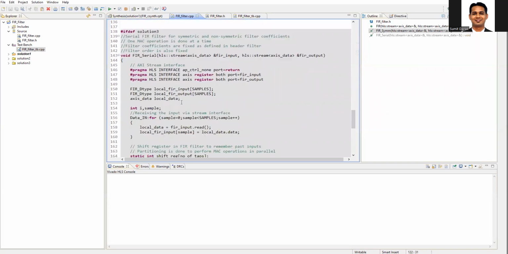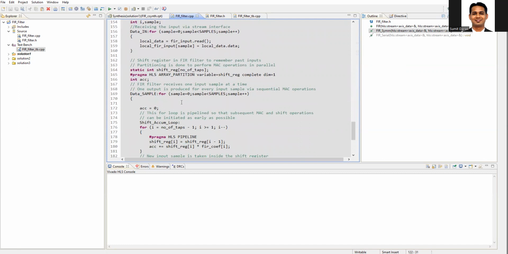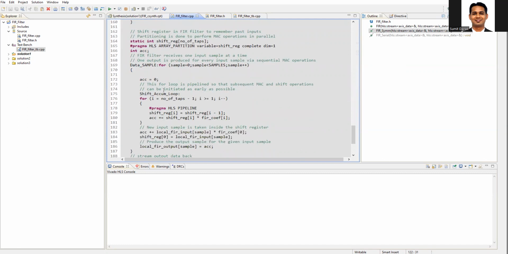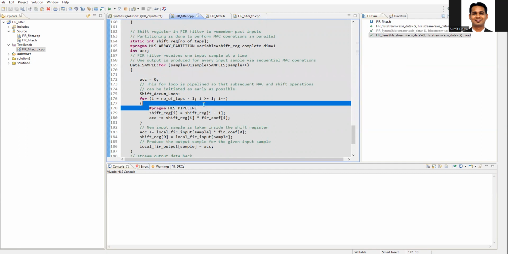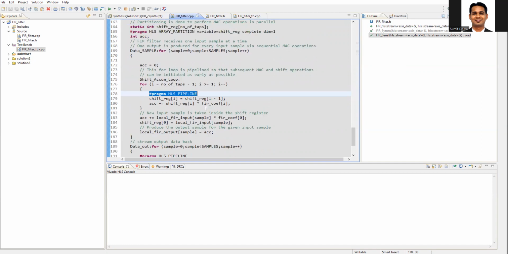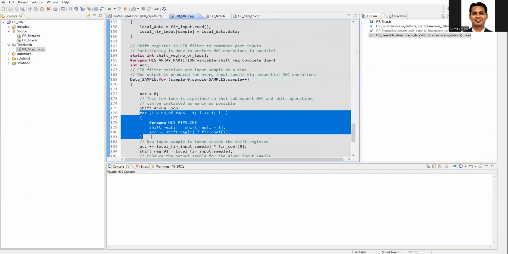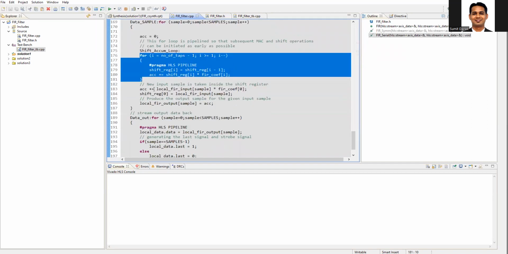In the serial filter, I am going to perform the operations in serial fashion. So I don't do the pipelining here. I do the pipelining here, so that I can do the shift and the MAC operation as fast as possible. So here you can see that since this loop is not pipelined, this loop will not be unrolled. So you are going to do the one multiplication at a time, in this case of the serial filter.